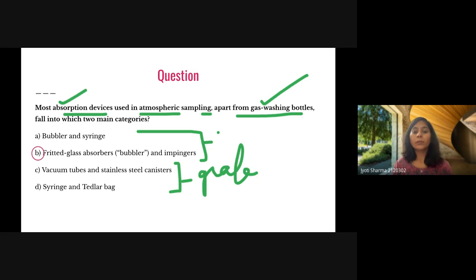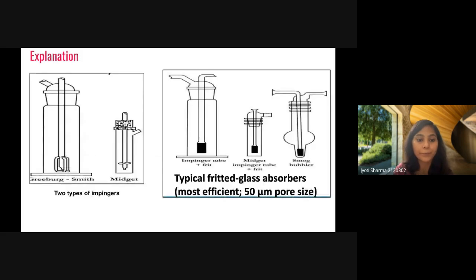Then along with gas washing bottle, we are also using fritted gas absorber. It means it will create more bubbles of that air into the water or into the liquid, so that absorption can be increased. And impinger means we are increasing the surface area on which it can strike, and based on that the collection can also be increased.